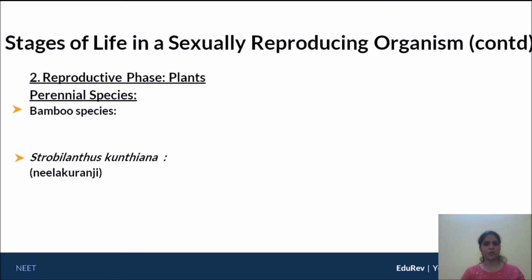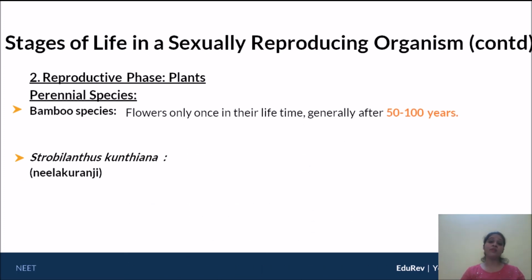Okay, now why is it important? These are perennial plants, but they flower after a very, very long time. For example, bamboo will flower once maybe in 50 to 100 years, and after that it's going to die. So it will flower, it will produce huge amounts of fruit, after which it will die.